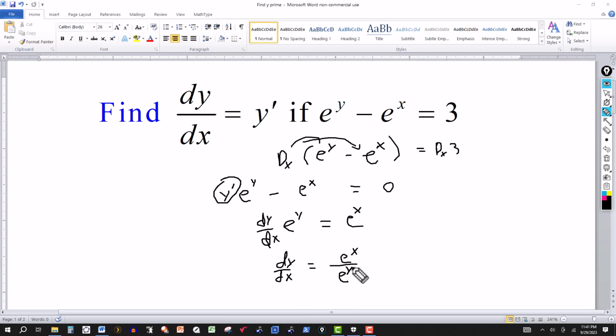And of course, I don't want to have a y here because I'm solving for dy over dx. So let's go back to this equation here. You can see here that e to the y, if I add e to the x to both sides, gives me e to the x plus 3. So then I'll rewrite this as dy over dx equals e to the x. And just to simplify this a little further, I replace the e to the y by e to the x plus 3.